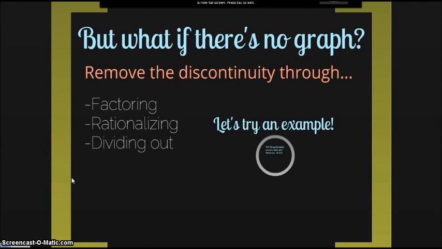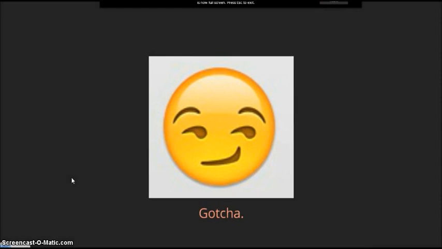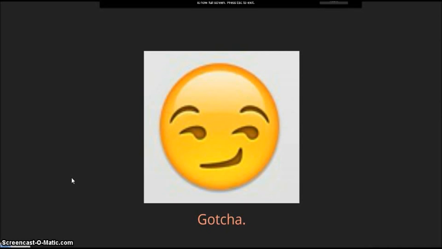But what if there's no graph? Remove the discontinuity through factoring, rationalizing, dividing out. Let's try an example. Bet you thought it was here, didn't you? But it's not. Or is it?